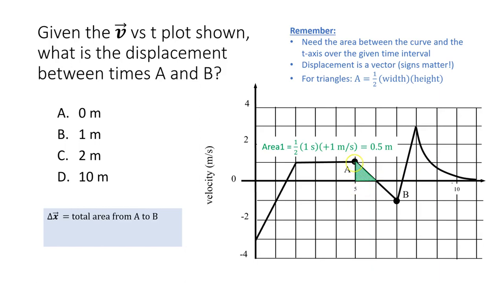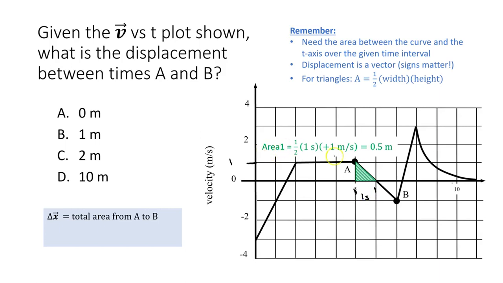It has a height of 1 meter per second. Looking at my axis over here, I would say that that's 1 meter per second. And it has a width across the bottom also of 1 second, right? And so that would be the width of my triangle.